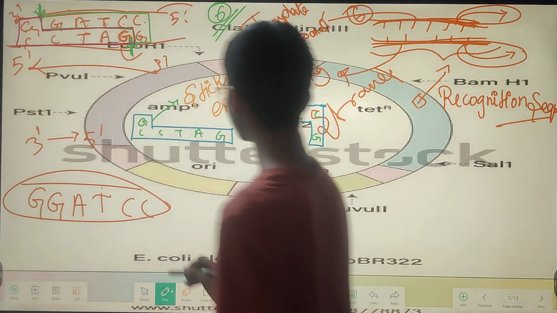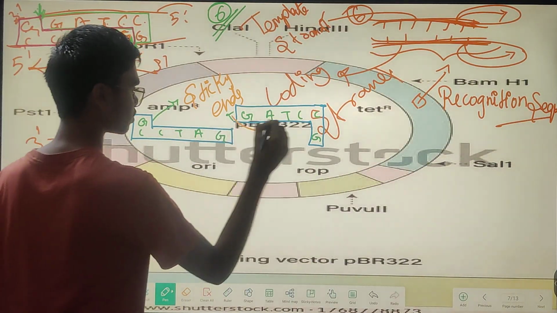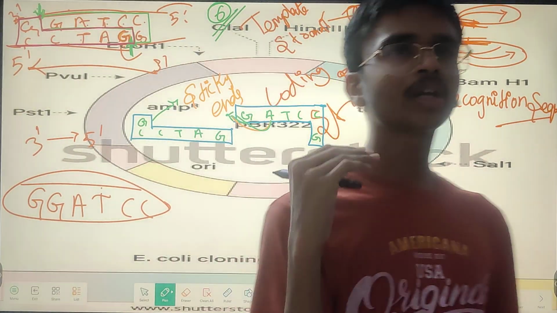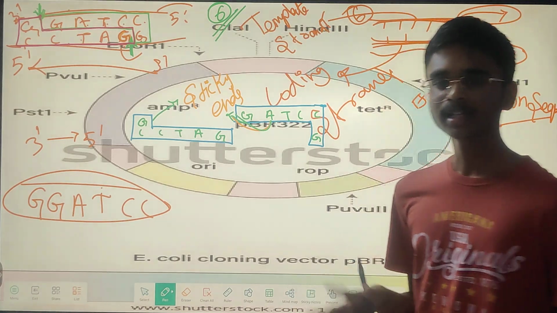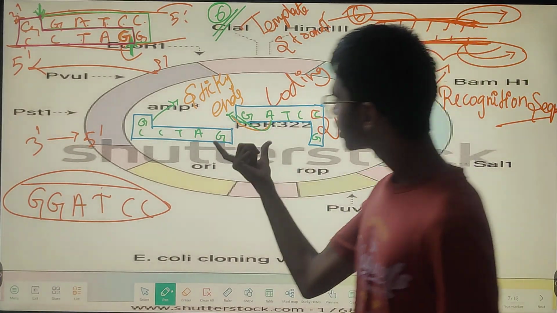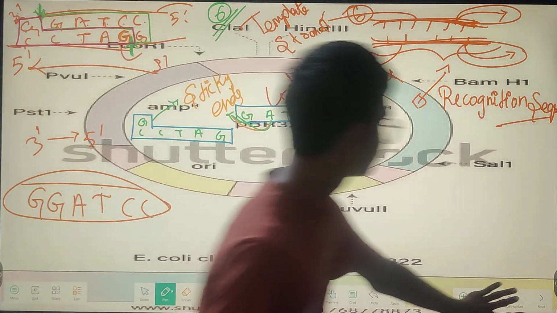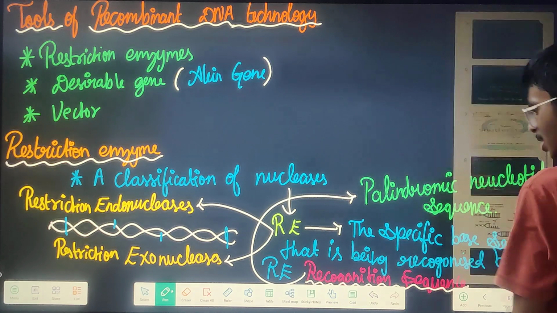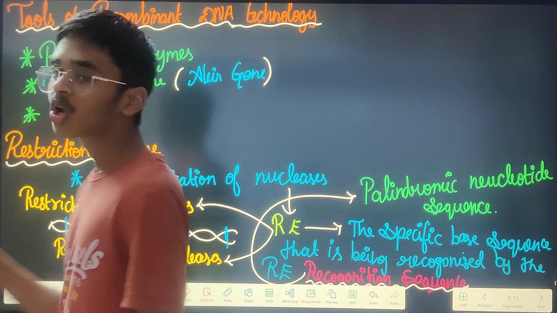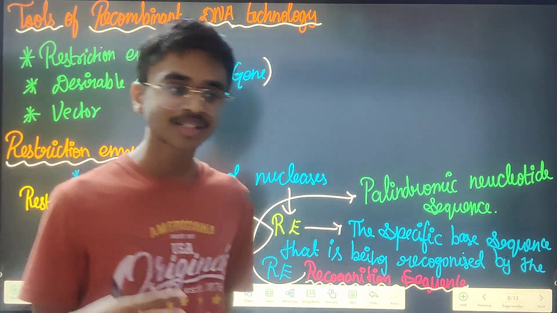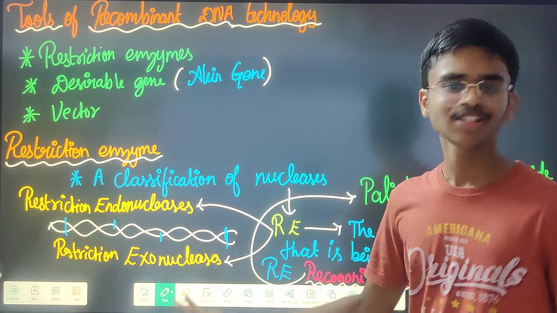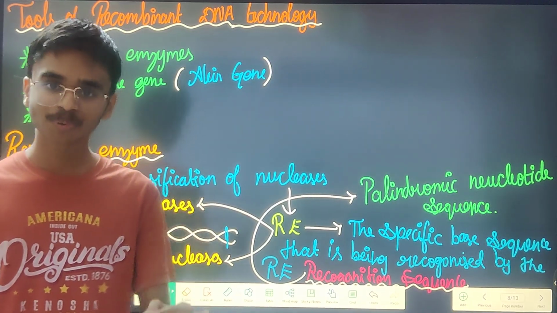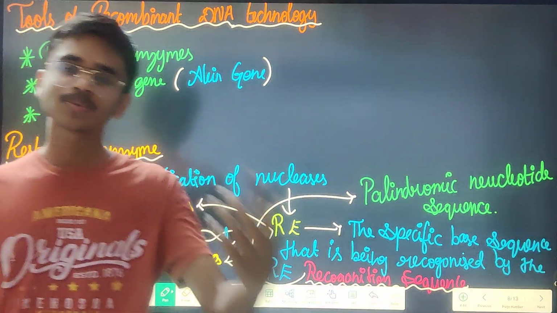And also there is a big misnomer. What is a misnomer? A wrong notion, we can say. That is what a misnomer is called. So there is actually a misnomer here, that restriction endonucleases always give you only sticky ends. No, that's not correct. Restriction endonucleases give both sticky ends as well as blunt ends.